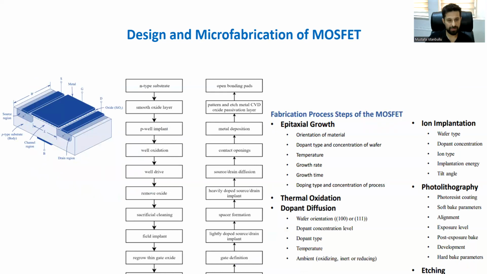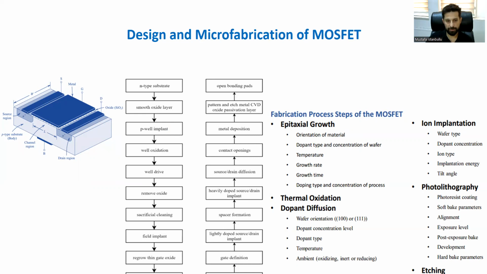The structural design and fabrication of the N-channel depletion type MOSFET in this electrode was simulated in a two-dimensional numerical semiconductor processing simulator. The flow chart of the microfabrication process is shown here. It starts with the N-type substrate selection and ends with open bonding pads.